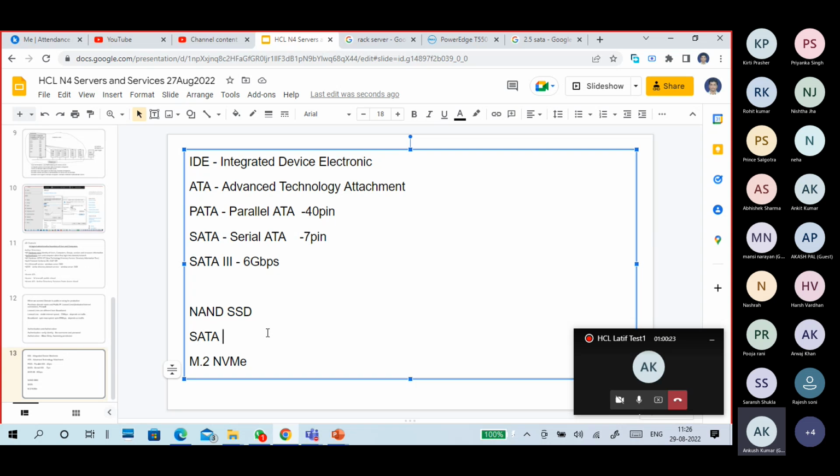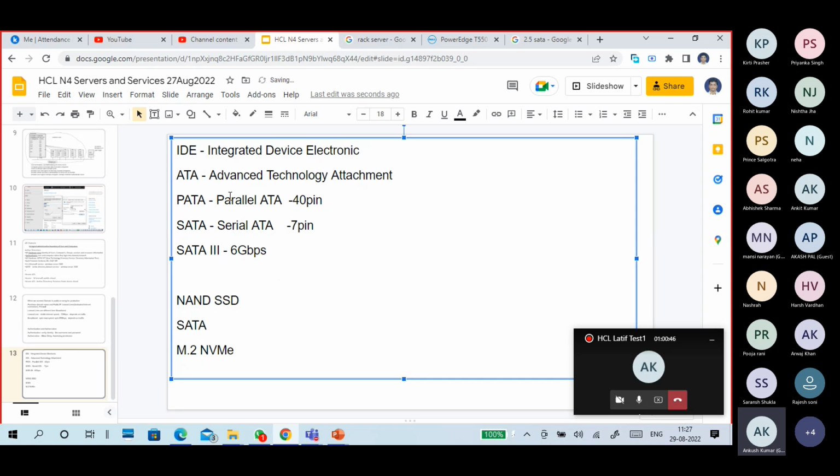SATA, if it is a laptop, will connect directly. If it is not a laptop, it won't connect. That's the simple thing. If it is a desktop, SATA SSDs again need wiring. For M.2, we don't require wiring. Even on a desktop, we can connect it directly on the motherboard.